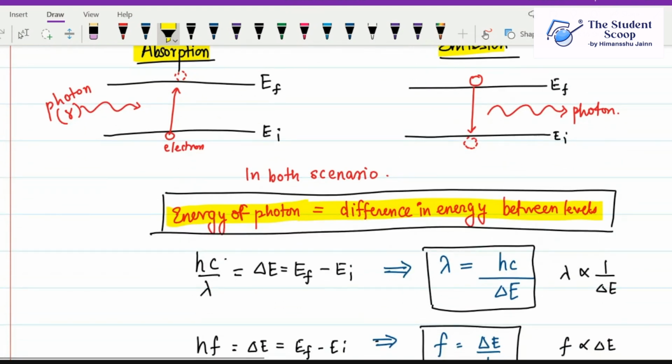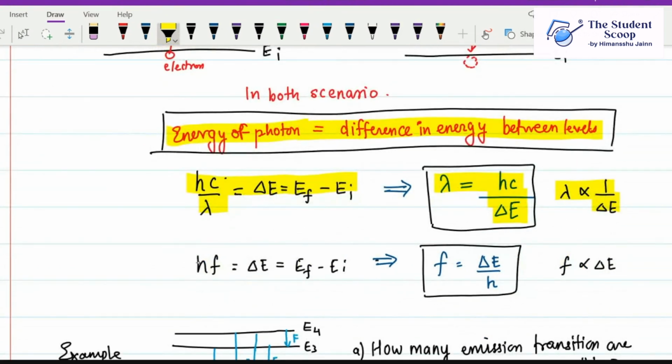So if I relate the energy of the photon with the difference in energy levels, you will get a relationship like this, and then we can relate the wavelength of the photon with the energy level. Now you can see that the wavelength is inversely proportional to the difference in energy level. So the higher the difference between the energy levels, the lower the wavelength. Similarly, the frequency and the difference in energy are directly proportional. So the higher the energy level difference, the higher the frequency we will have. I will show you an example of this.